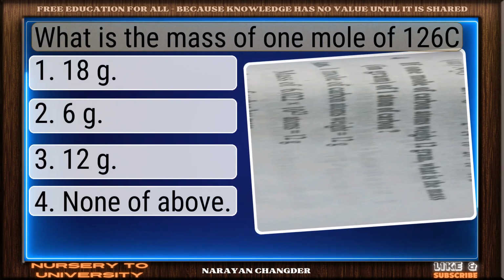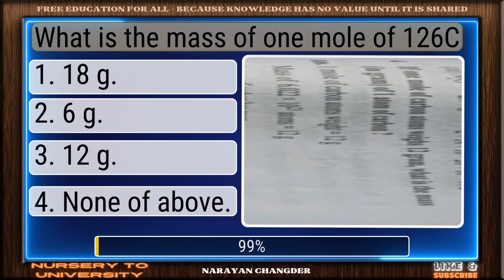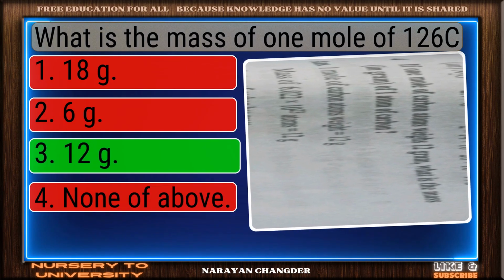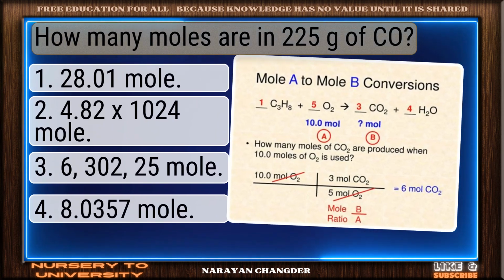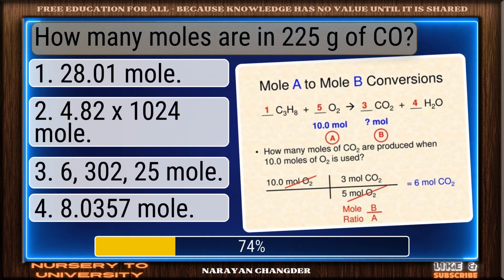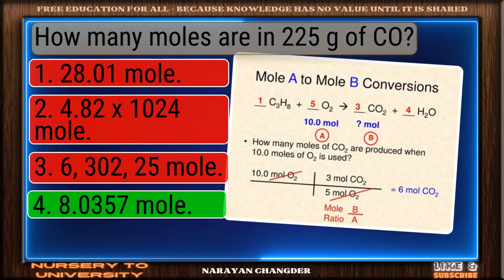What is the mass of 1 mole of carbon-12? You chose 12 g, and it is correct. How many moles are in 205 g of CO? Excellent choice. 7.357 mole is the right answer.